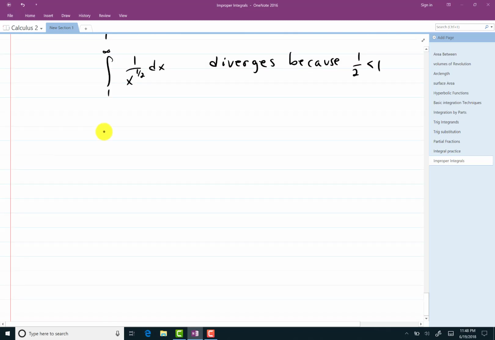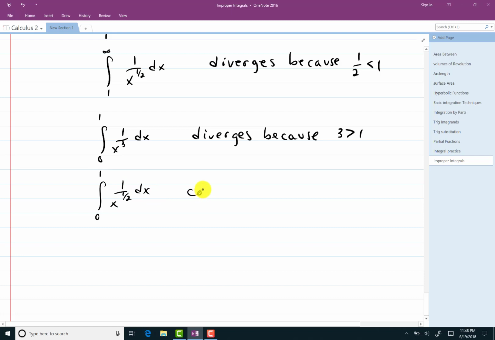On the other hand, if I instead did 0 to 1, 1 over x cubed dx, now that thing diverges for the very same reason, because 3 is greater than 1, and that integral converges. The integral of 1 over x to the 1/2 dx converges because 1/2 is less than 1. Notice that exponent 1 never converges in any of these scenarios.